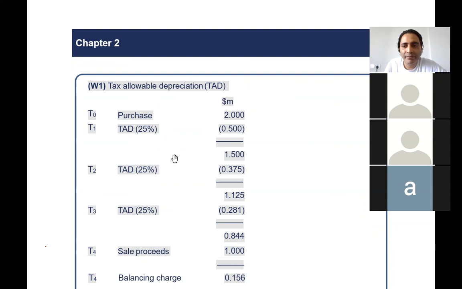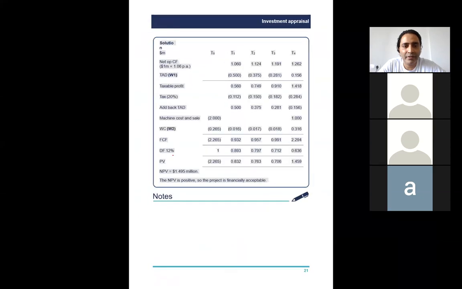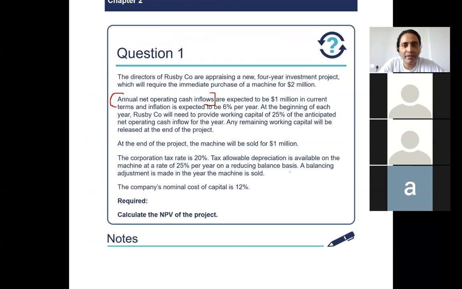For how many years do we have to do this? Can anyone tell me for how many years you are supposed to depreciate? Look at the case, look at the question and tell me. 4 years. 4 years, okay. Sir, in the last year there will be a balancing adjustment. Yes, very good. Balancing. Very good. This I had expected. Now those who don't know this, listen carefully.